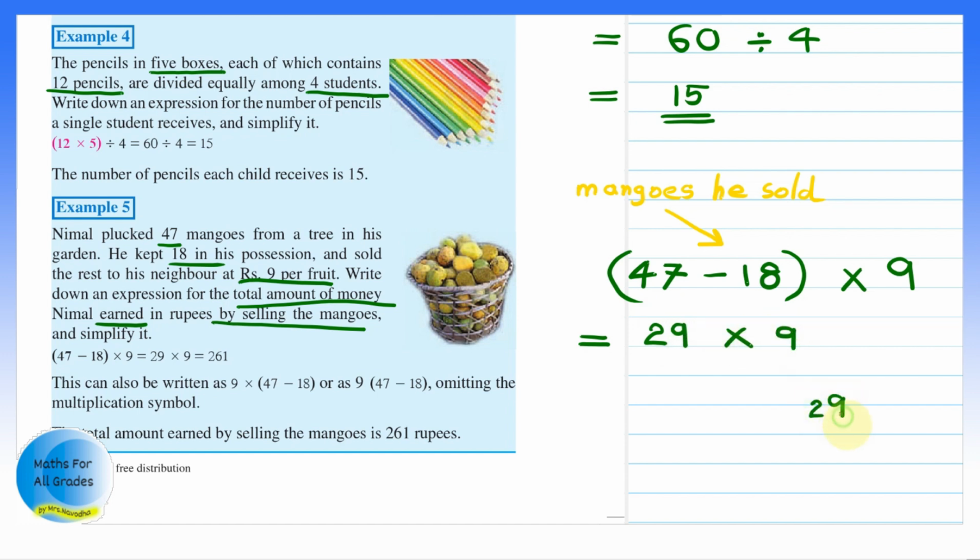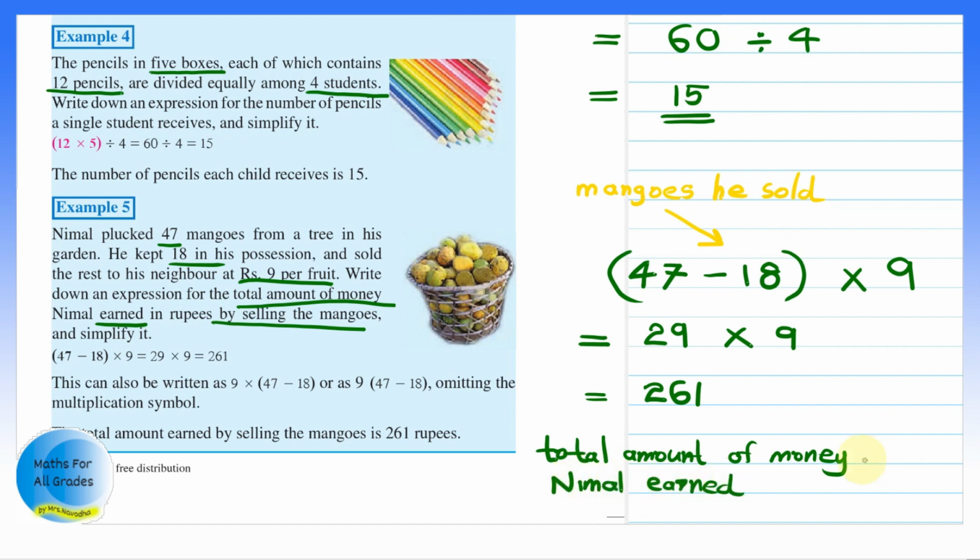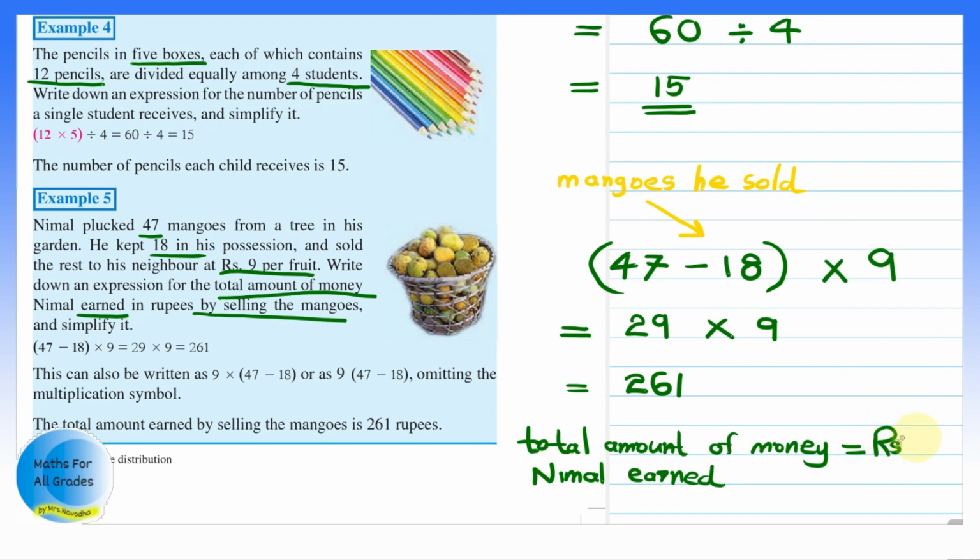Let's see, 29 times 9. 9 times 9 equals 81. It goes here. 9 times 2 equals 18. 18 plus 8, 26. So the answer is 261. Now this 261 is in rupees. So you have to write down the statement saying that he earned this much money by selling mangoes. Let's write that down. Total amount of money Nimal earned equals 261 rupees. This is the final answer.